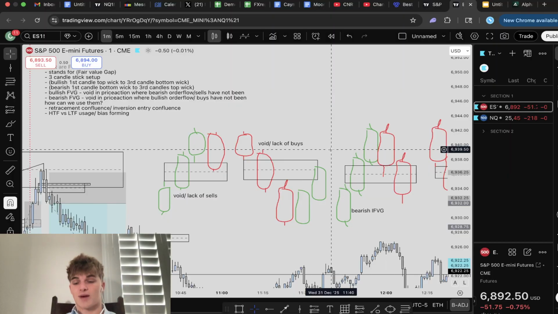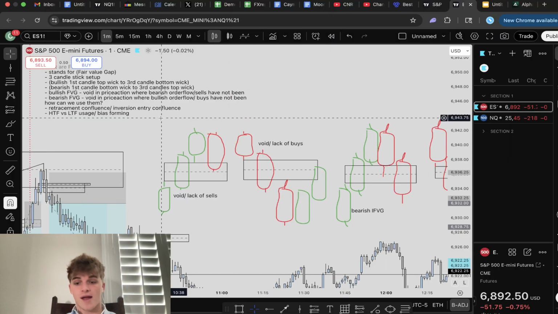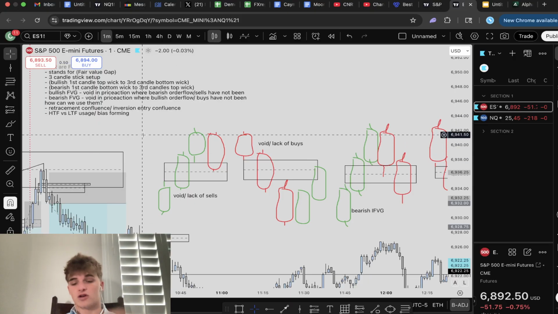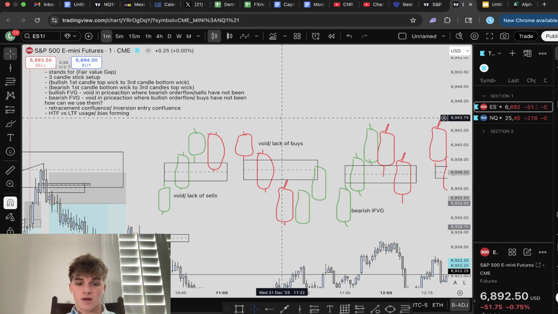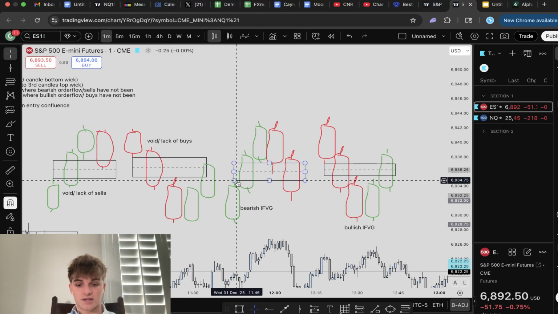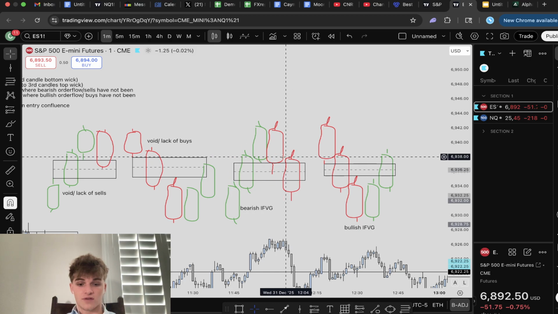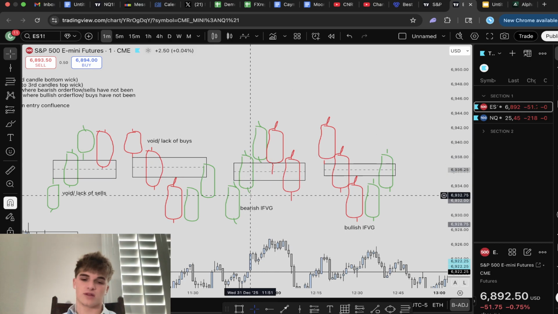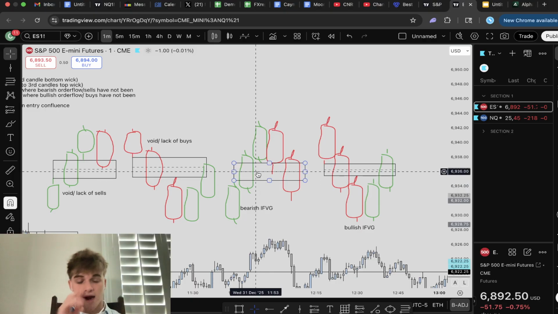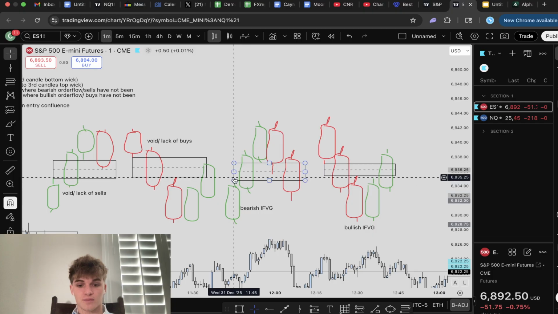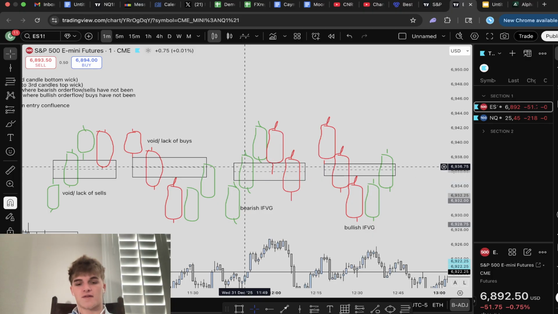Actually no, I'm not gonna say in my opinion because it literally is. And also, while it being a retracement confluence, it can be an inversion entry confluence. So next, obviously this is a void of bearish price action. So of bearish, this is a void of bullish price action. So when we break under this fair value gap, making it an inverse fair value gap, it's not a fair value gap anymore. It's an inverse fair value gap.